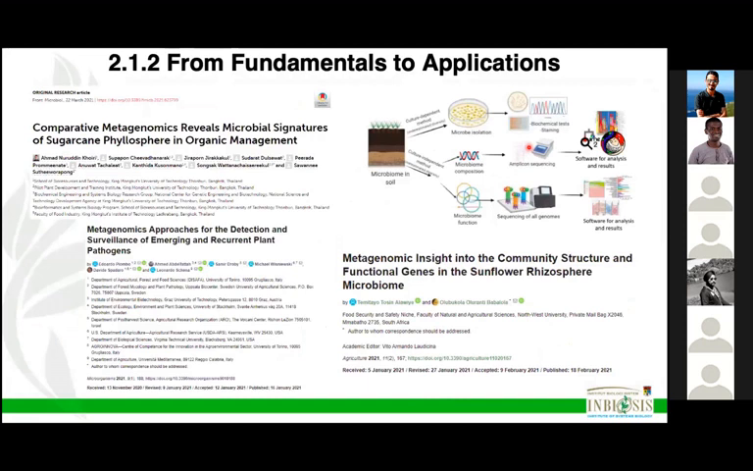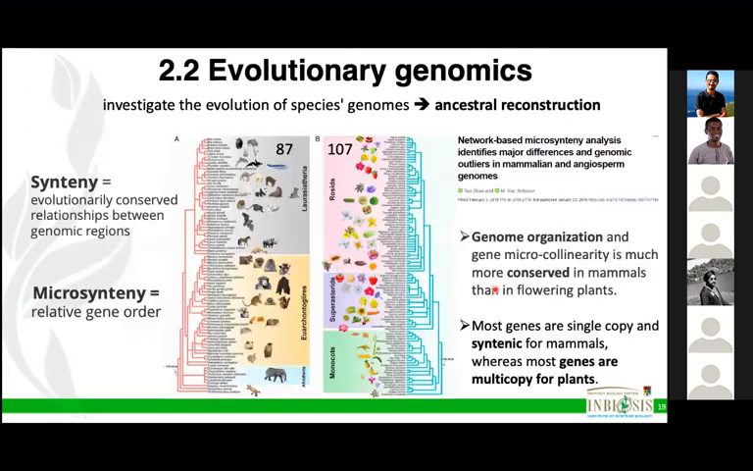For example, comparative metagenomics to inform the phytosphere for organic management, for farm management. It also serves as an approach to detect and survey the emergence of recurrent plant pathogens. And one example from African scientists provides insight on the community structure and functional genes of the sunflower rhizosphere microbiome. So everyone is doing metagenomics, but the trend is going to application.